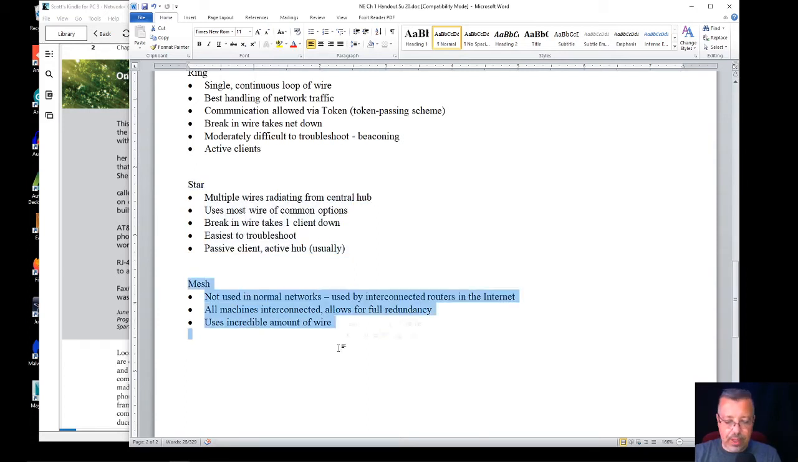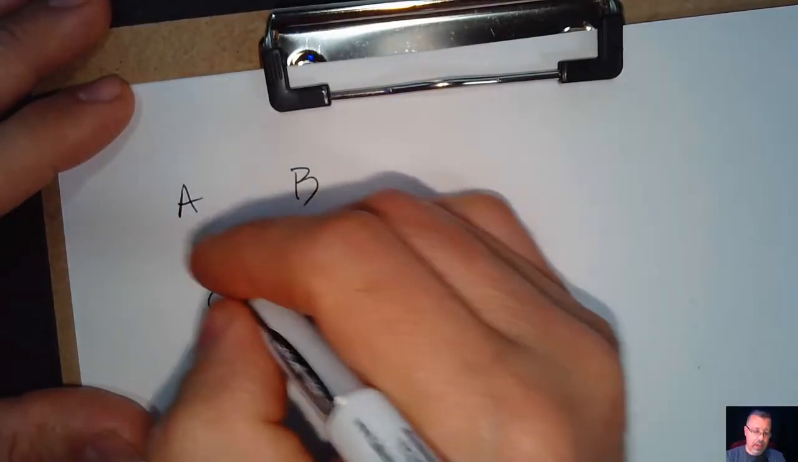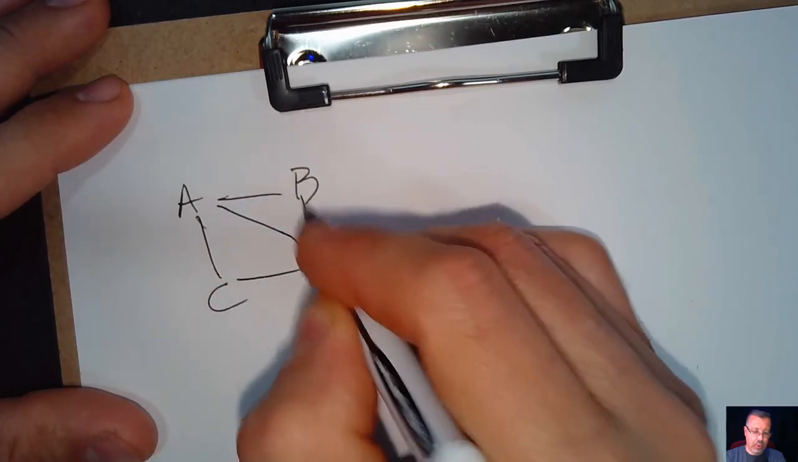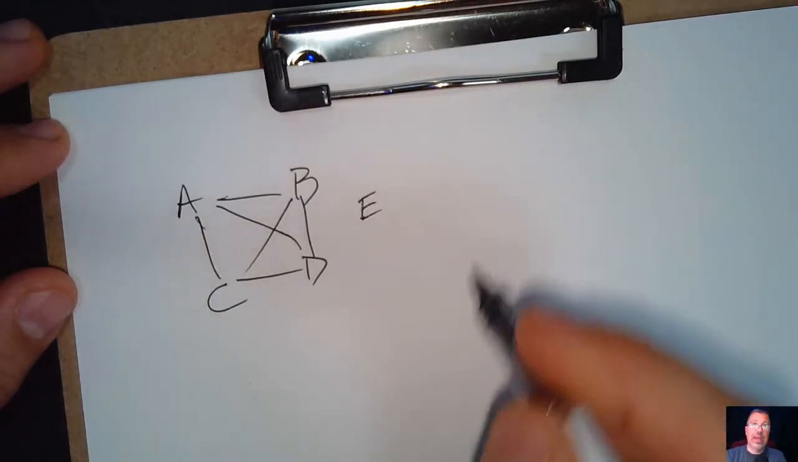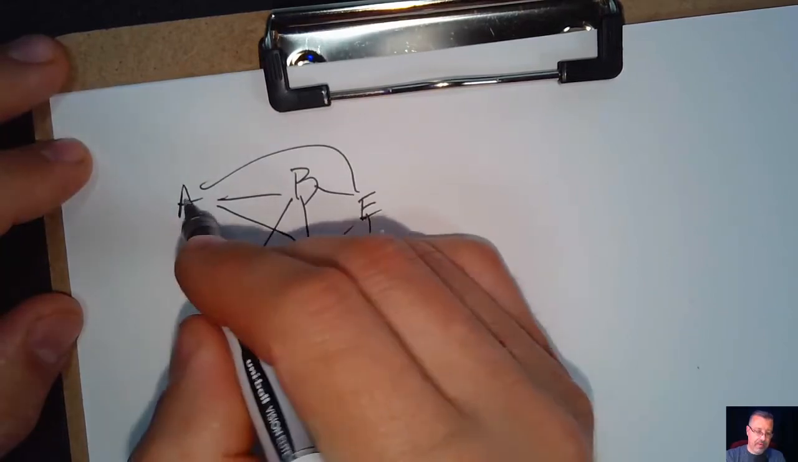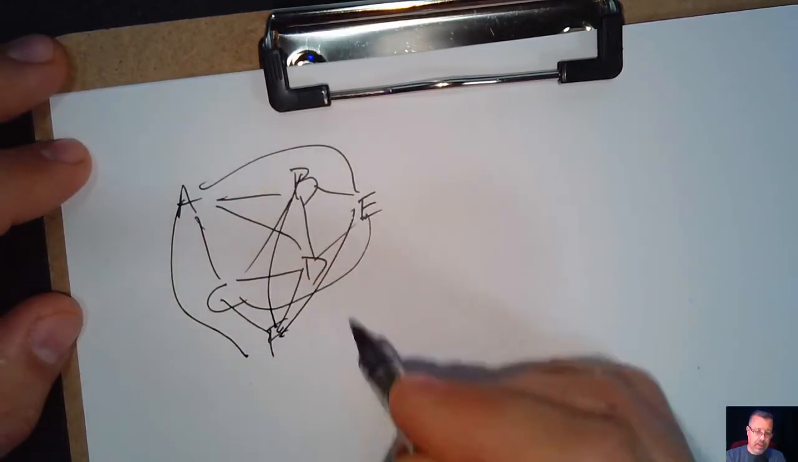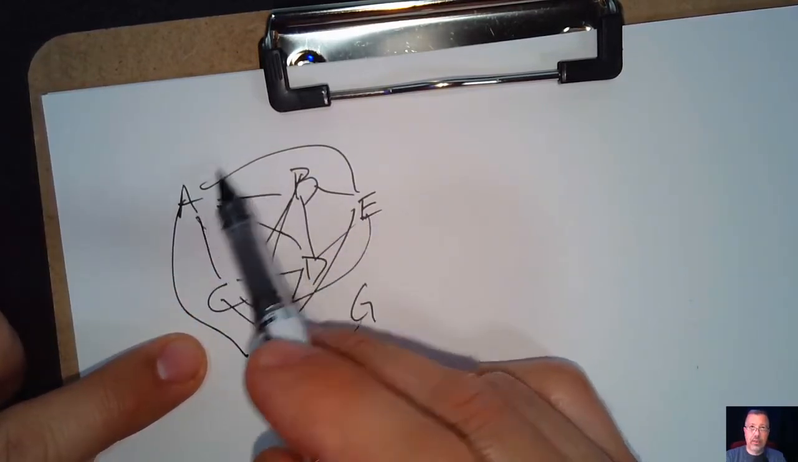All right, mesh. The last one is mesh, and I am running out of space on my piece, so I'll just start a new piece. So mesh, I'll just do 4 here. We have a direct connection between every machine. So we had an E, we had an F, we had a G. Oh, by the way, each one of these wires actually requires a NIC at either end.